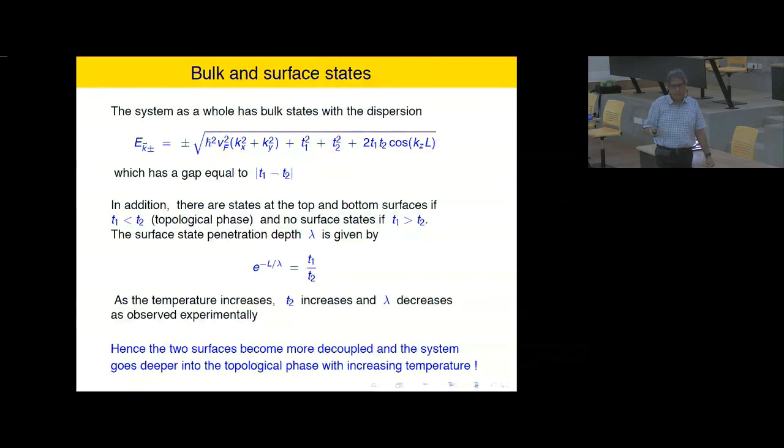You can also work out what the surface state penetration depth lambda is, and it's given by this. So e to the power minus L by lambda, where L is the unit cell size. So you have to have that length scale showing up here. So e to the minus L by lambda is T1 by T2.